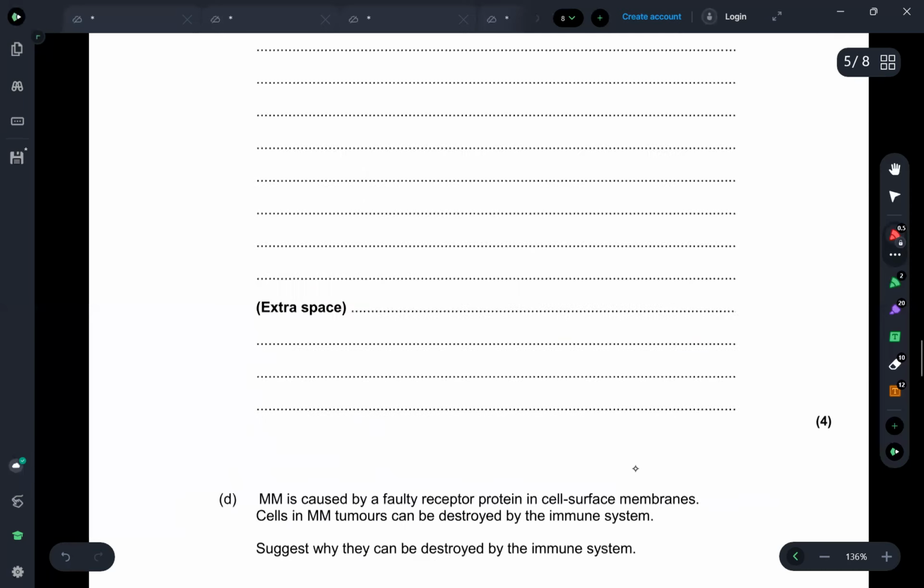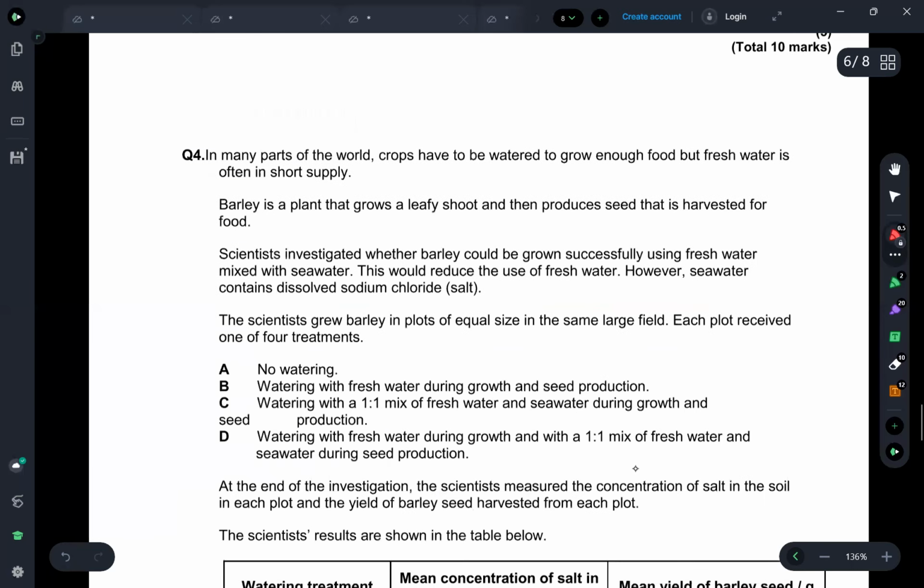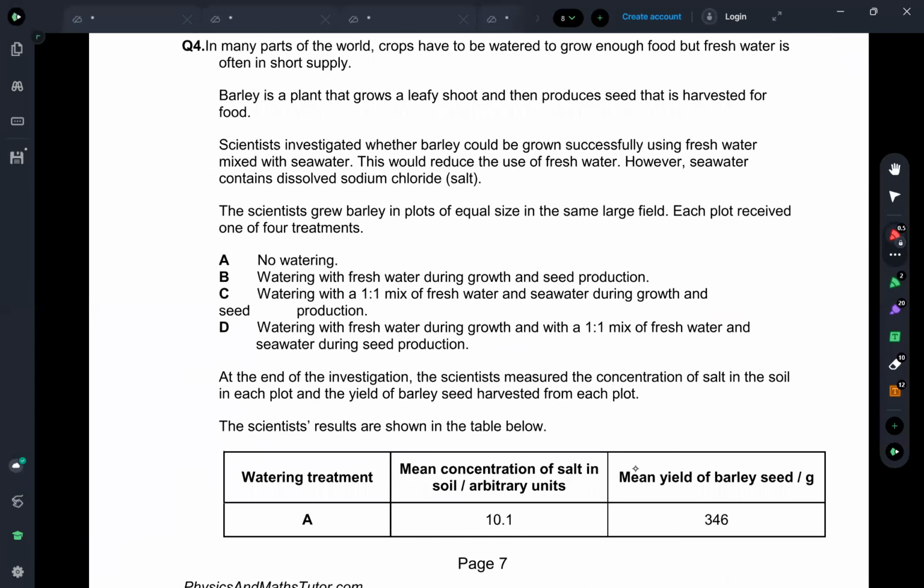Just going to skip past this one. And I'm going to leave the exam questions there. So this was the topic on mitosis.